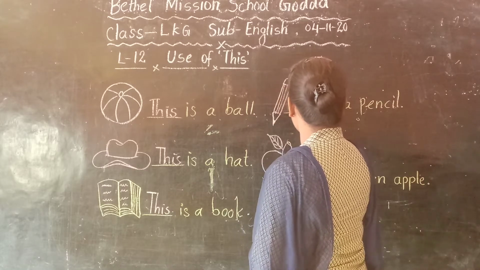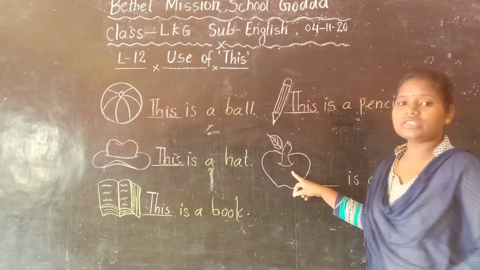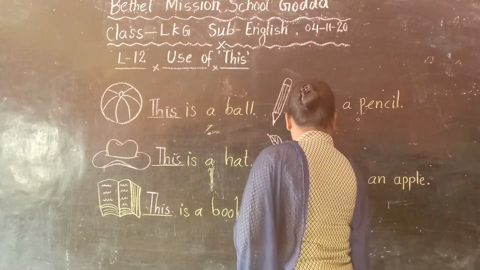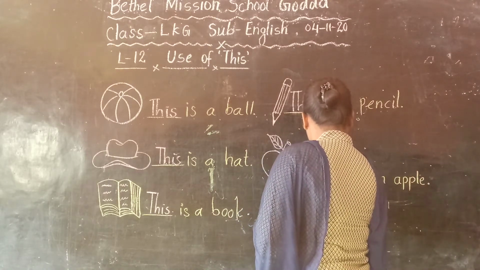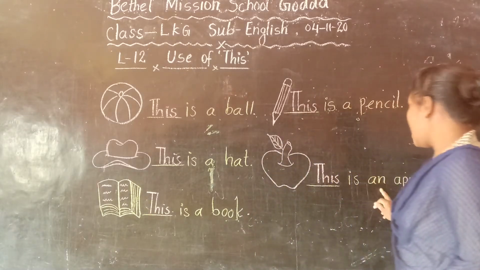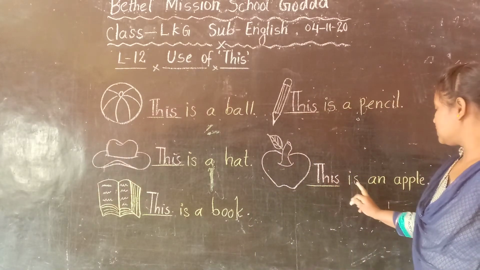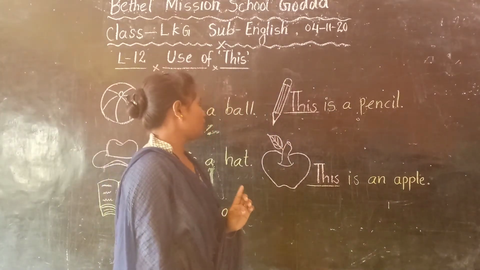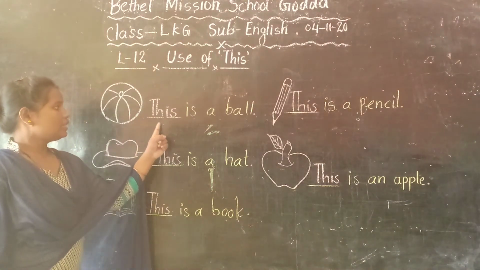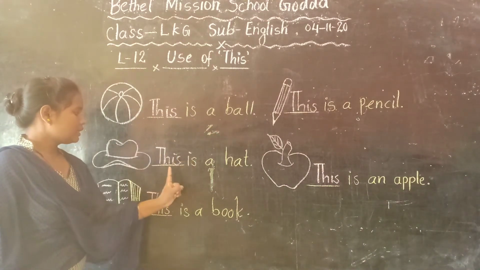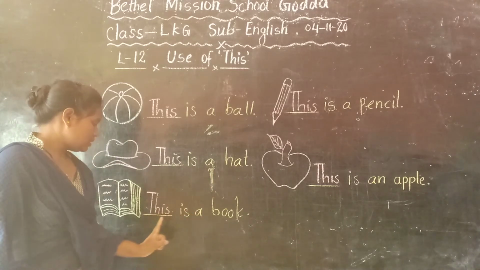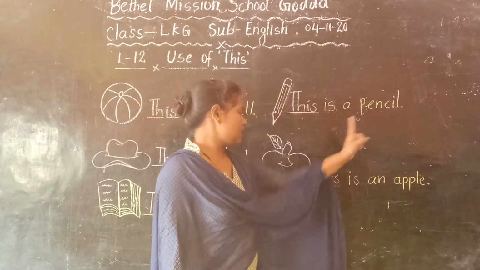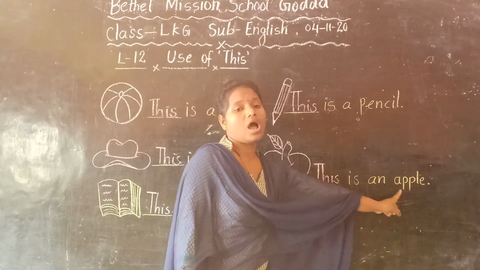What is this? This is an apple. So I will write here this. This is an apple. So I hope you have understood. You will go through your book and we will see once more. Okay. This is a ball. This is a hat. This is a book. This is a pencil. This is an apple.